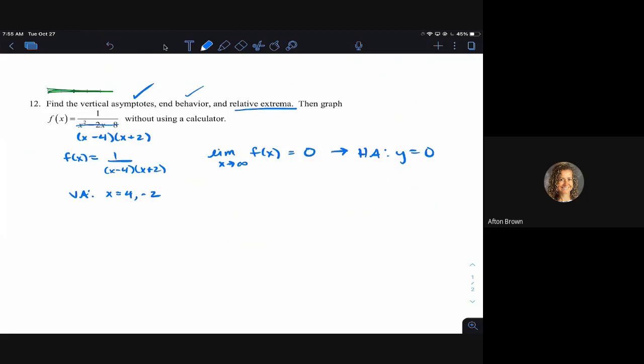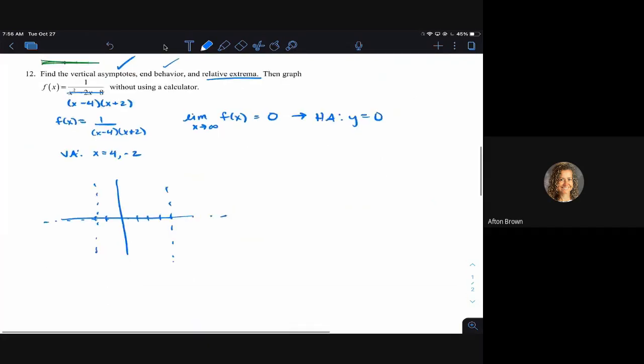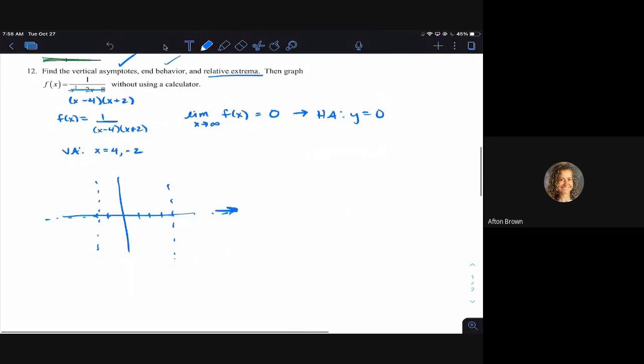A number line, a sign chart, an F prime sign chart. Okay, I'm going to think through if I can avoid it. I'm going to go -2. I know that there's a vertical asymptote. +4. I know that there's a vertical asymptote. Here's a horizontal. I know it's going to approach this way, approach this way.